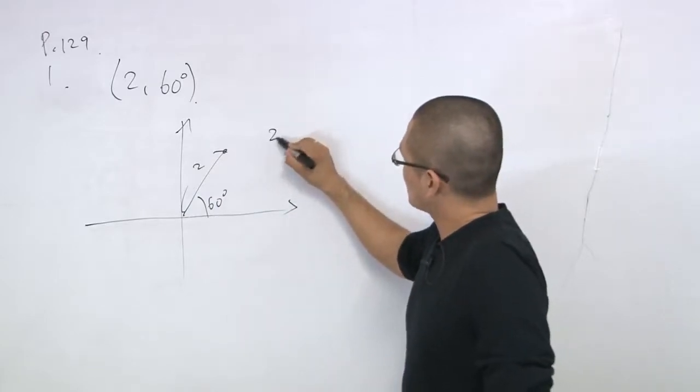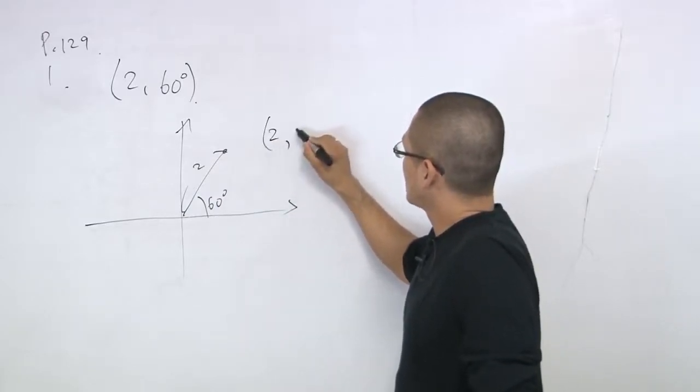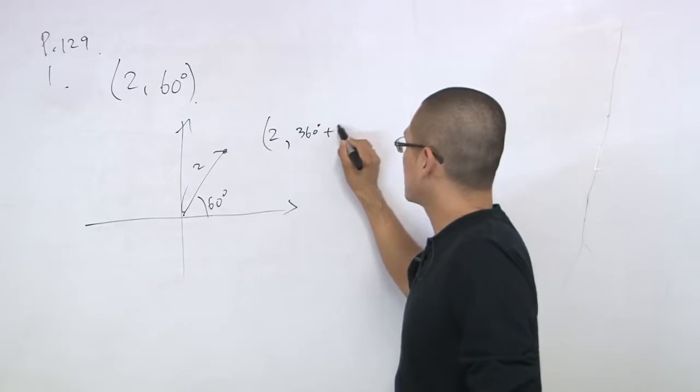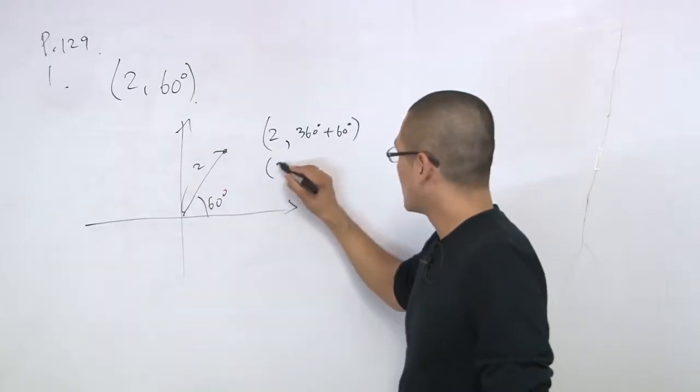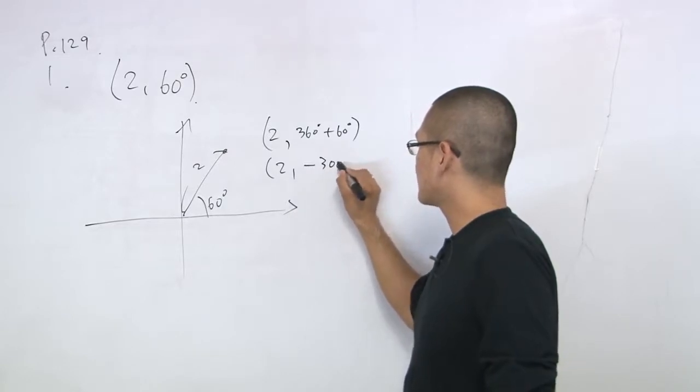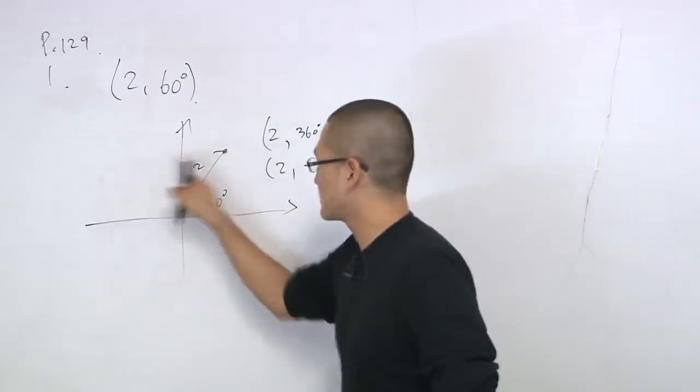So it's like 2 and 360 plus 60 is okay too. Or the other way around is okay too. So 2 and minus 300 is fine too, right? It's the other way around.